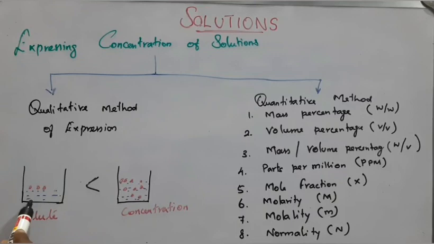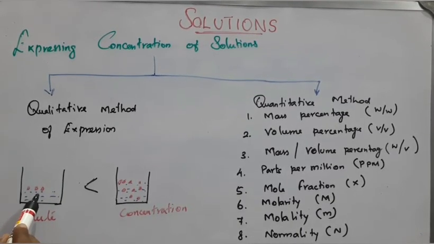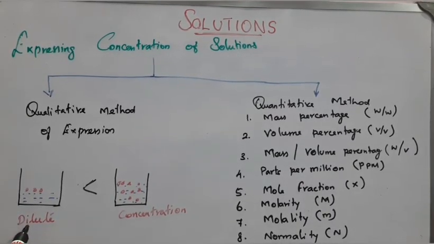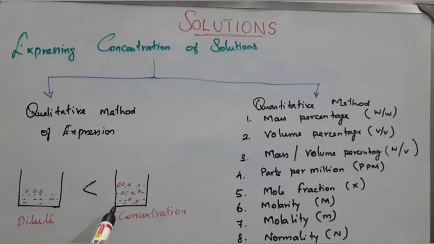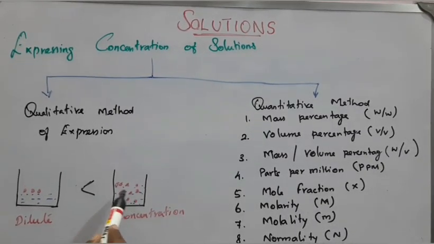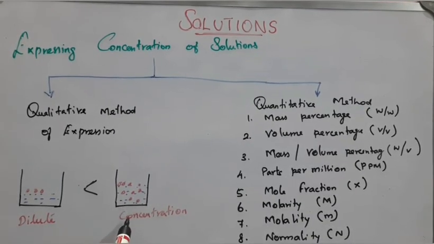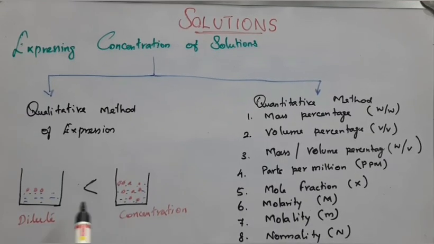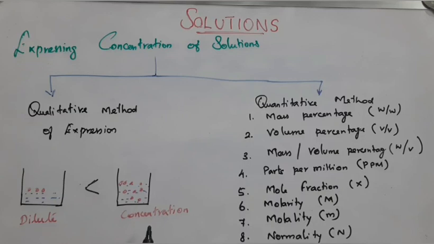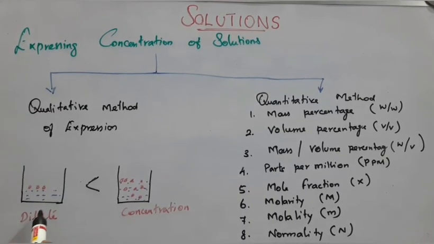The first container, when a solution containing solute particles is minimum, that solution we may call a dilute solution. At the same time, this vessel, when a solution containing solute particles is maximum, that solution we may call a concentrated solution. Earlier it was mentioned by dilute solution and concentrated solution, but these terms did not work out well, so it was slightly confusing.